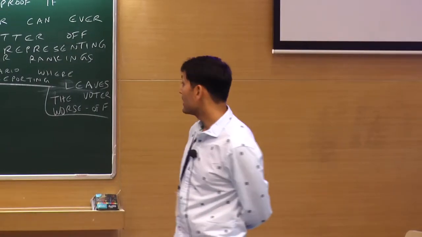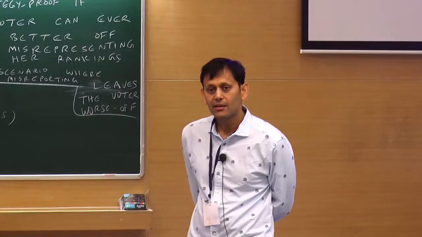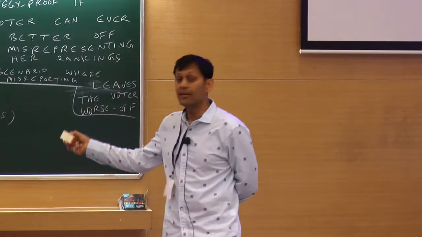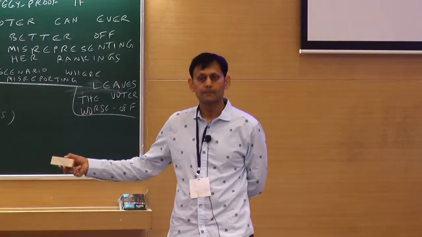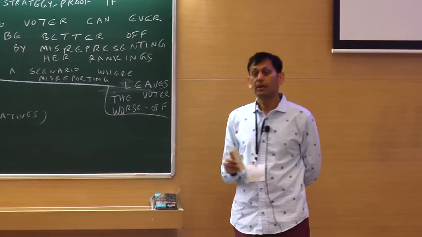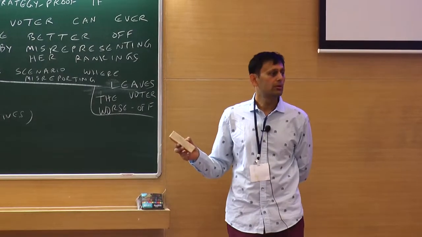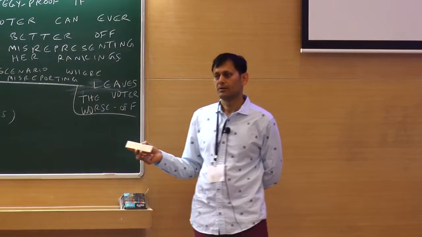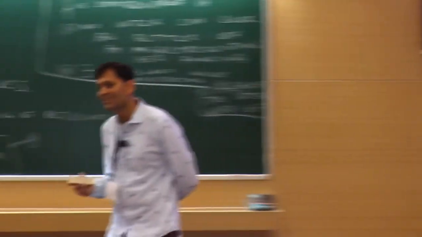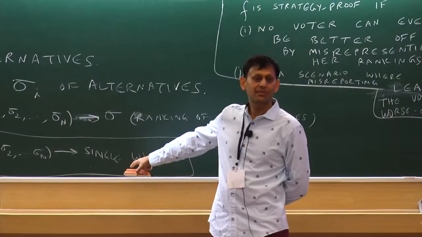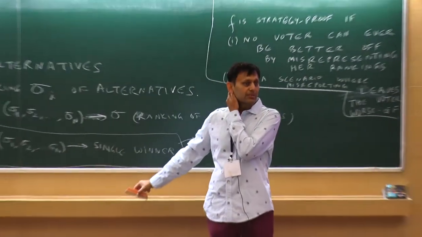No, so the question is, is this strategy proof? We don't know because we haven't defined what F is. Under some situations there definitely exists a strategy proof rule. Can someone think of a strategy proof rule for this setting?